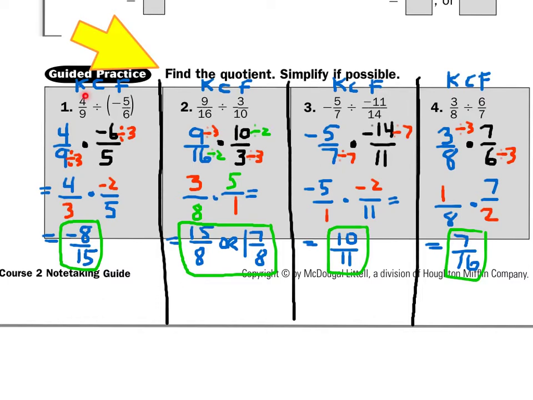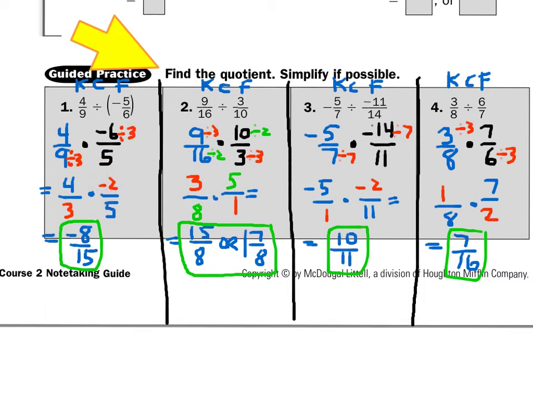So look at number 1. 4/9 divided by -5/6. Keep, change, flip. Keep that first fraction, 4/9. Change division to multiplying. Flip the second fraction, so it becomes -6/5. Remember, the negative stays up on top. Okay, now look across. I see the 9 and the -6. 3 goes into both, so I divided both by 3. So I brought down the 4. 9 divided by 3 gives me 3 down here. -6 divided by 3 gives me -2 up here. And then I brought down the 5.